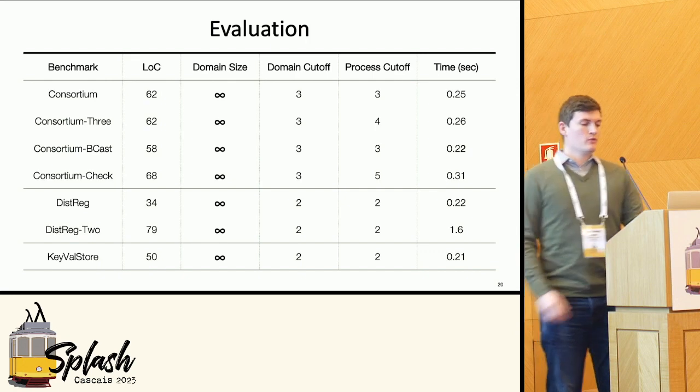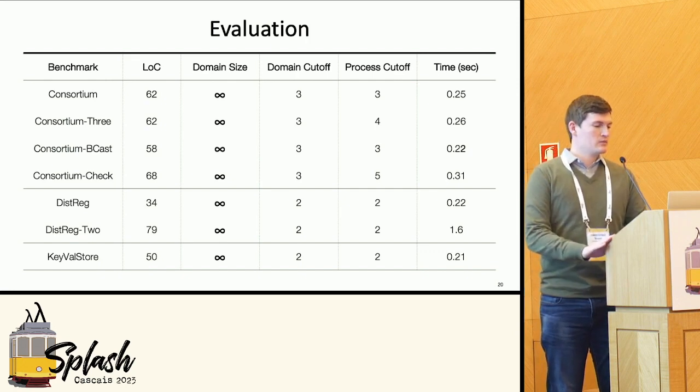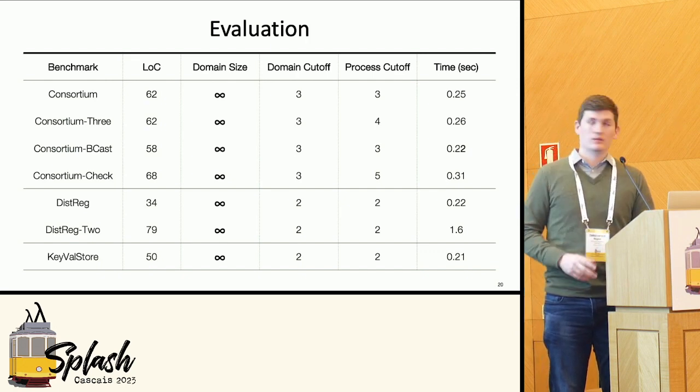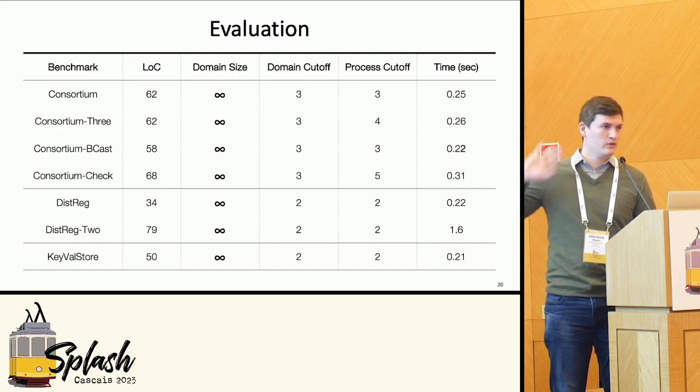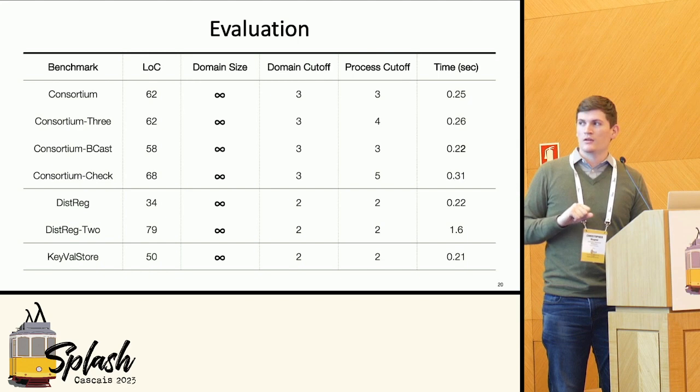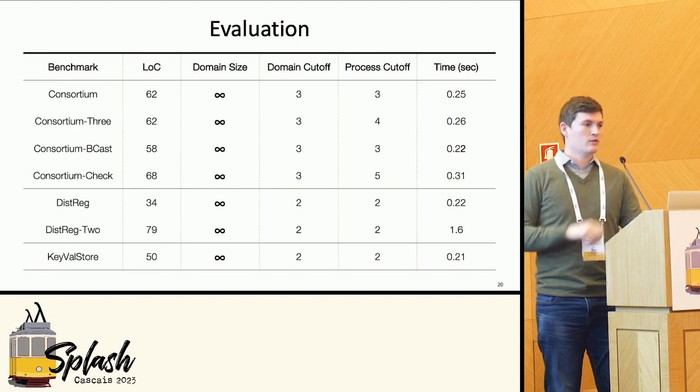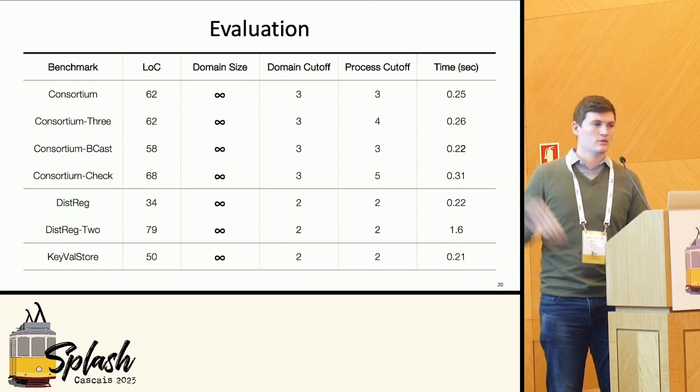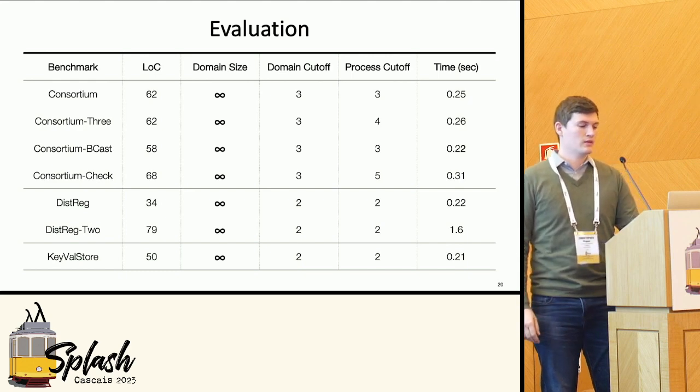So we performed a few case studies, which I don't think I have time to go into detail on. Basically, they fall into three categories. Consortium, we've discussed at length. This distributed register is based on the atomic register construct from the atomics framework, and key value store is a simple key value store based on Redis.